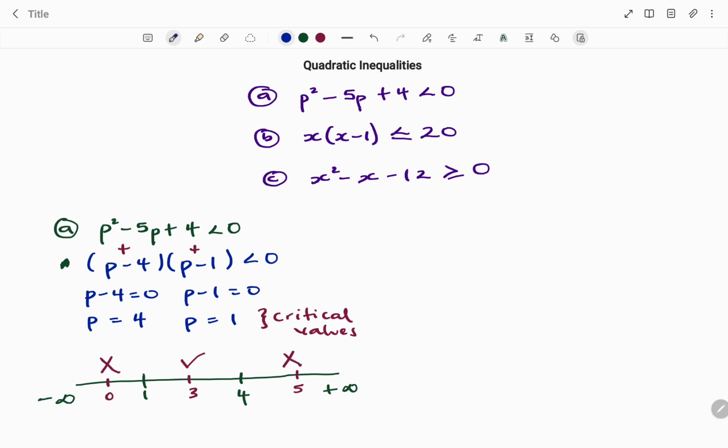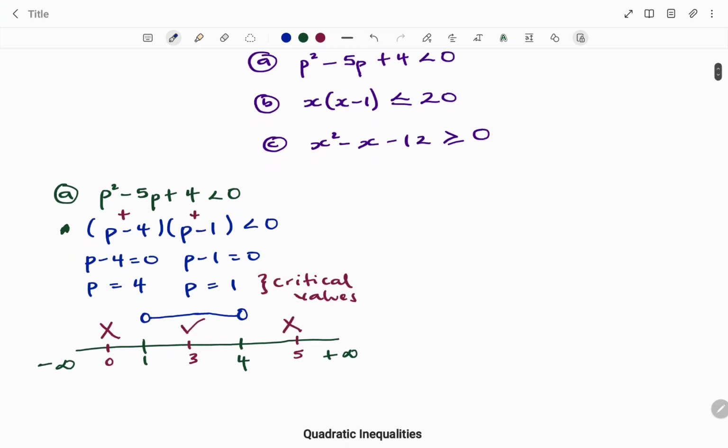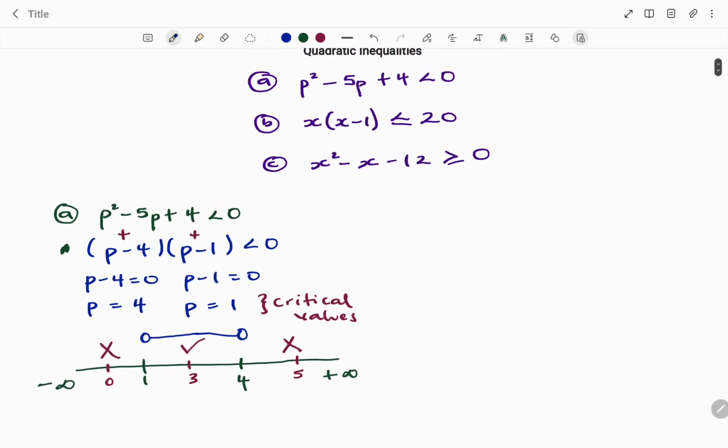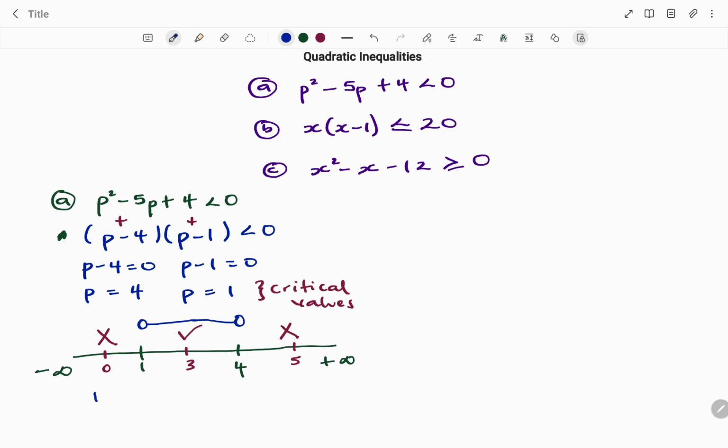So therefore, we have numbers not equal to 1, but numbers greater than 1 in this direction. And then we have, going to draw that again, numbers from 4, not equal to 4, but less than 4. So writing that in interval notation, we're going to have P is greater than 1 and P is less than 4. I can put that together as 1 is less than P, but P is less than 4.